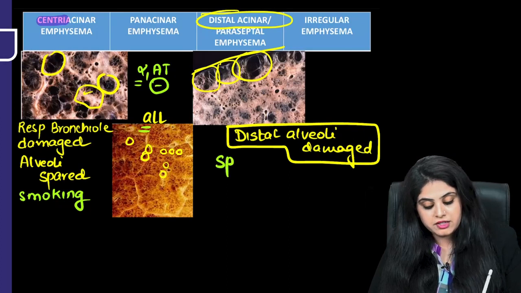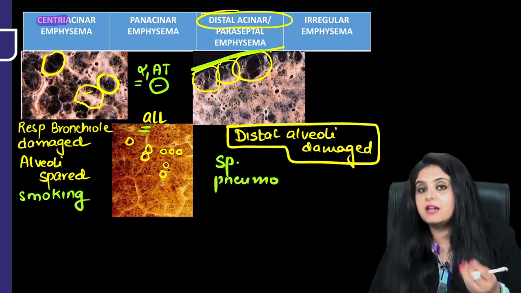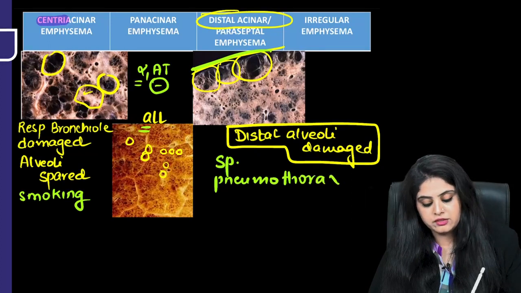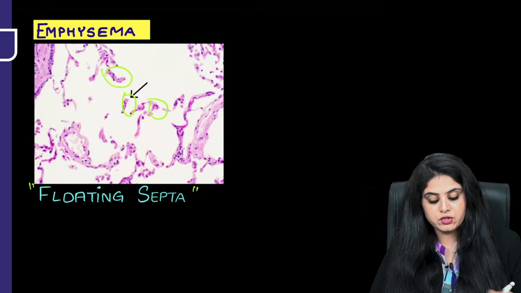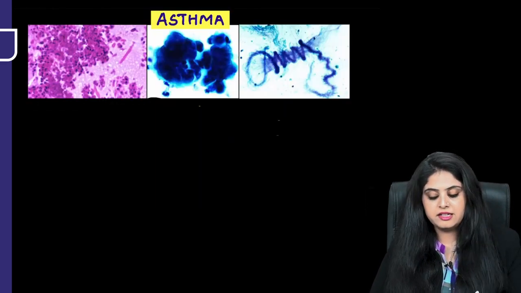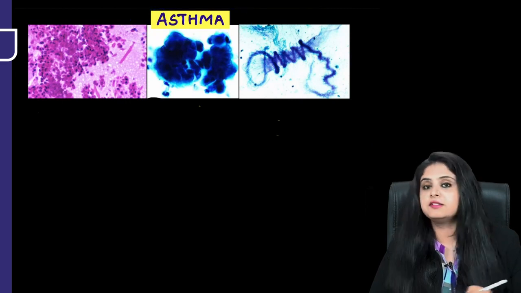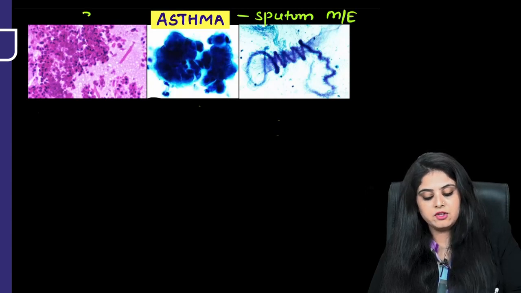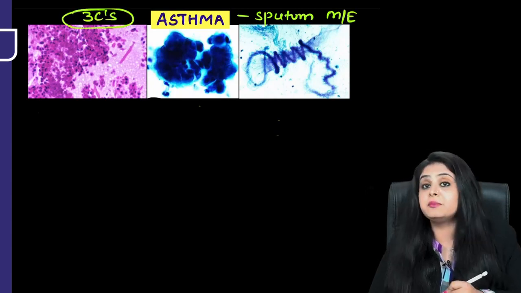And which of them will result in spontaneous pneumothorax, which is going to rupture? So the distal part will rupture, air will rupture and come out. So spontaneous pneumothorax is going to be distal acinar. All of them will show you broken walls, that is floating septa. Emphysema is done. The next disease that we have in front of us is asthma. What are the pictures of asthma that you have to know? Imagine you've got a sputum microscopic examination, and we all know that we'll be seeing the three famous C's.